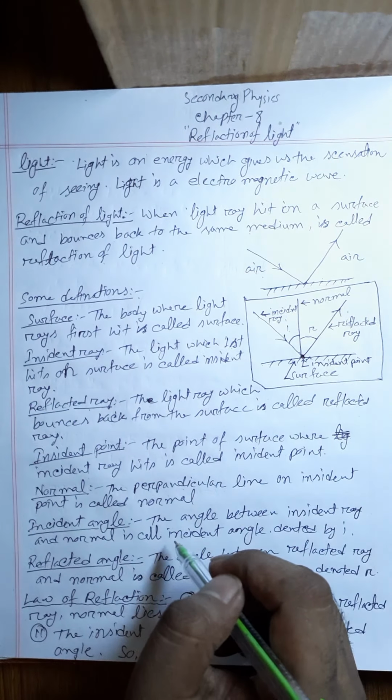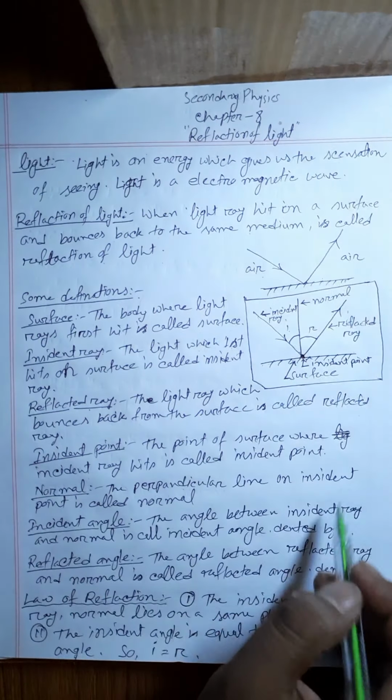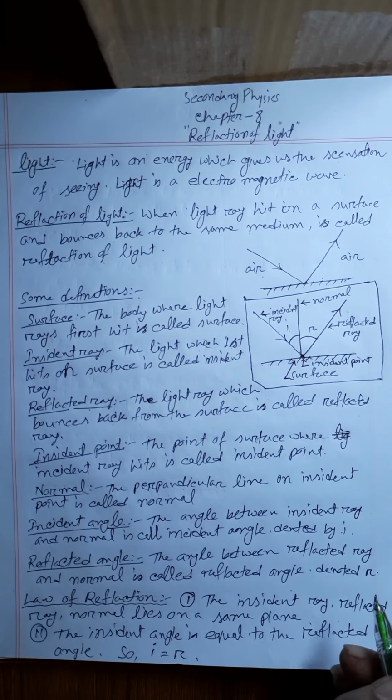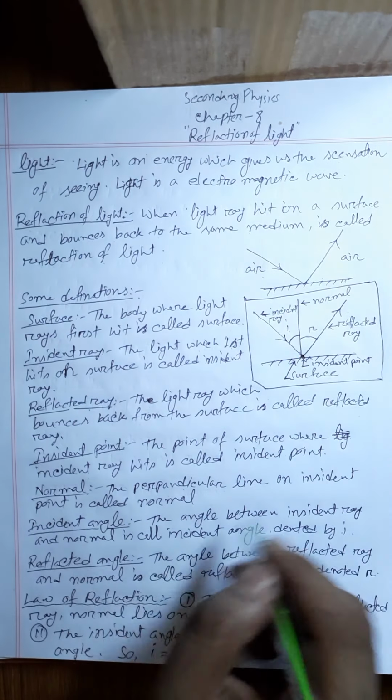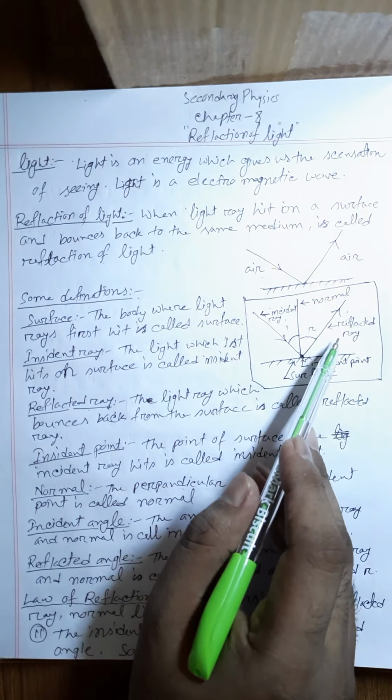Incident angle, the angle between the incident ray and normal, is called the incident angle. The incident angle is denoted by I, I have written it here. Now, reflected angle, same. The angle between the reflected ray and normal is called the reflected angle, denoted by R.